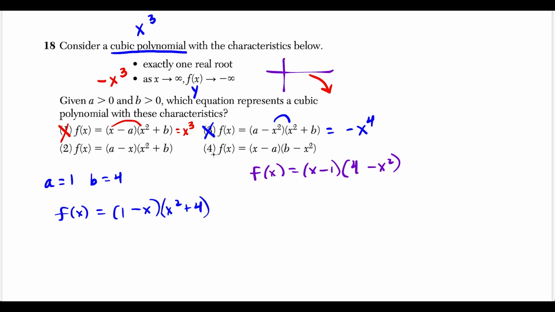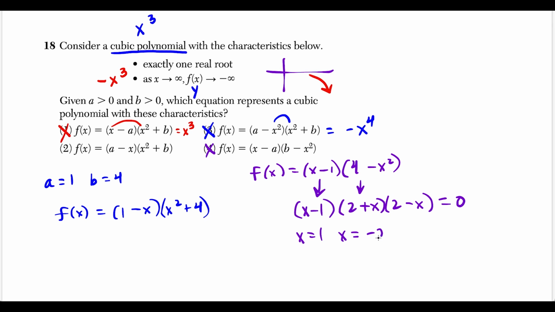We're going to be able to eliminate choice 4. And the reason being that if we were to find the roots here, we would have x minus 1, and then this piece here would factor down to 2 plus x times 2 minus x. And we would set this equal to 0. So the fourth answer choice would actually have 3 roots. It would have one at x equals 1, x equals negative 2, and x equals positive 2.